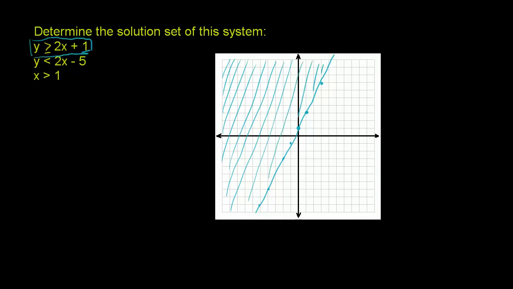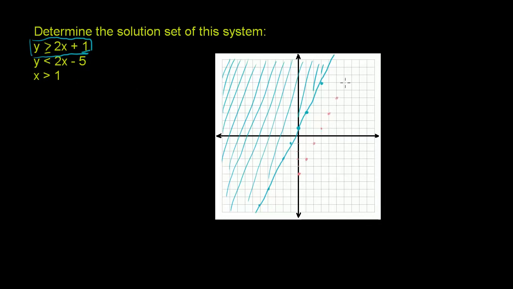Now let's do the second inequality. The second inequality is y is less than 2x minus 5. So if we were to graph 2x minus 5, something already might jump out at you, that these two are parallel to each other. They have the same slope. So for 2x minus 5, the y-intercept is negative 5. If x is 0, y is negative 1, negative 2, negative 3, negative 4, negative 5. Slope is 2 again. And this is only strictly less than, so we're not going to actually include the line. The slope is 2.